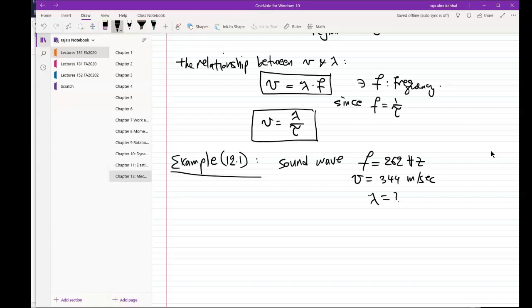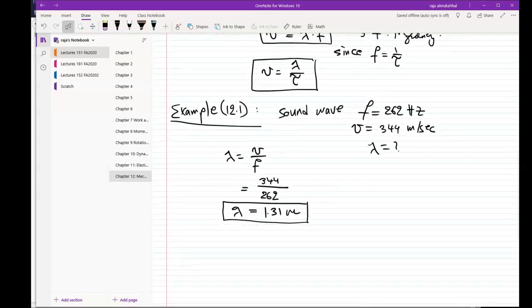Okay, very simple relation. So we know that, as you can see from here, the wavelength is right there. So lambda is equal to V over F. Lambda is equal to V over F, and you just simply plug it in. So we have 344 divided by 262, and then when we plug it in, you get 1.31 meters. So that's a very large wavelength, 1.31 meters. Okay, that's about 1 1/3 of a yard, if you will.